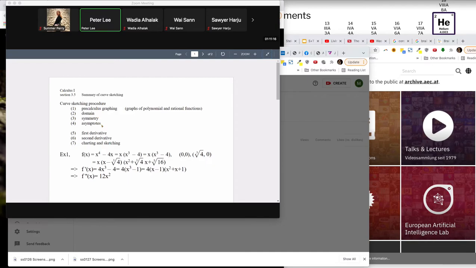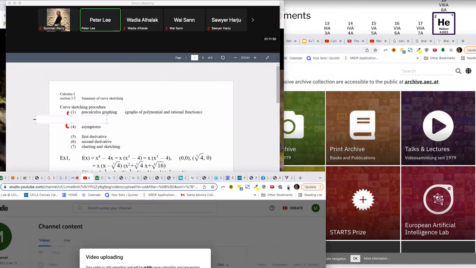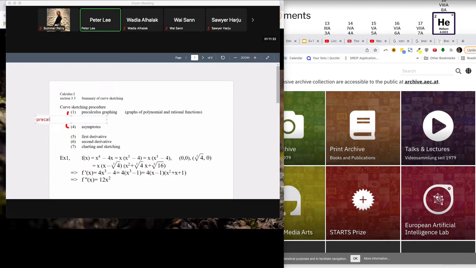We have domain, symmetry, asymptotes. These are the kind of things in the procedure. So the first four parts, this part right here, is what I call the non-calculus, the pre-calculus part. So when it comes to curve sketching, we have the pre-calculus part, and then we have the calculus part.